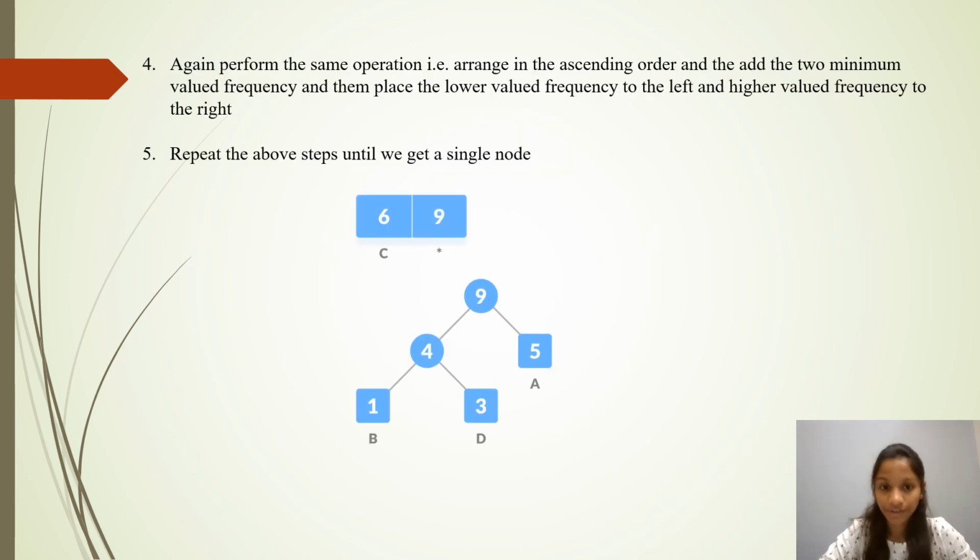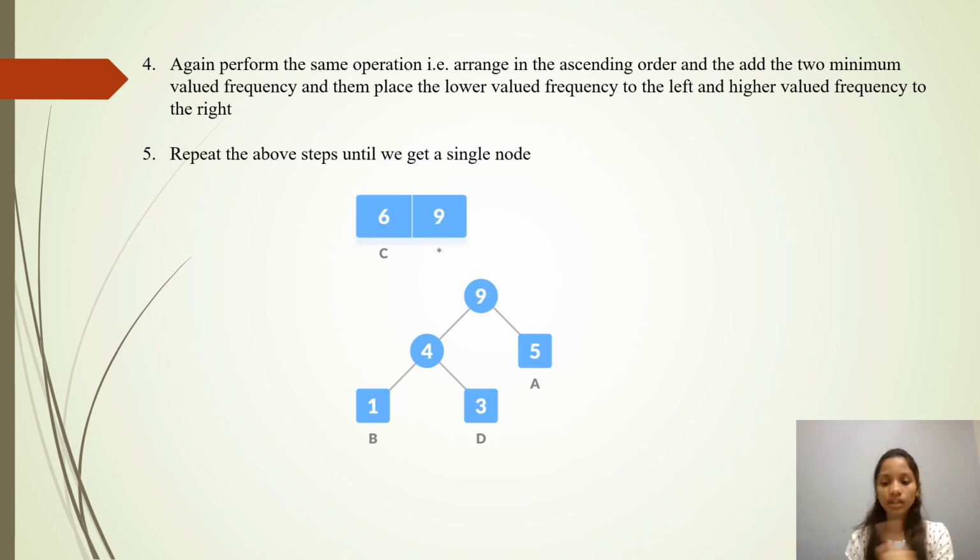Now again we have to perform the same operation. At first we arrange the character frequencies in increasing order. As per my example, the increasing order will be 4, 5, 6, 9. Then again we have to add 4 and 5. These are the first two elements, right? So we add 4 and 5. The value is 9. But 9 is bigger than 6, so we arrange it after 6.